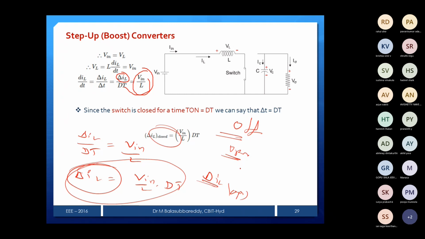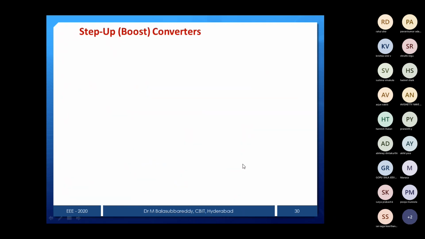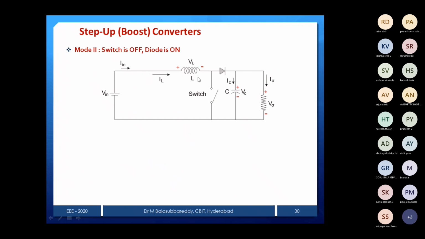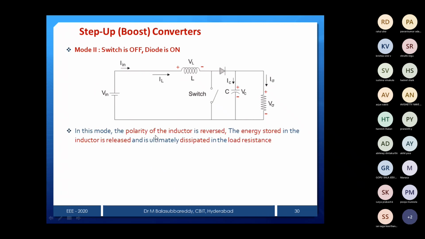Both are delta IL, equate it, you will get the relation, simple relation you can see now. Other condition, switch is open. If switch is open, what will happen? Current is passing through this. Then what is the inductor value? You can see that same thing.